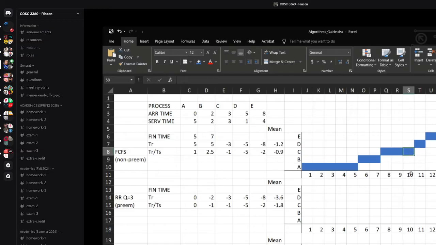C finishes at time 10. So we're just going to put the number here. D is going to finish at time 11. And E is going to finish last, at 15. So that's how you get the finish times.